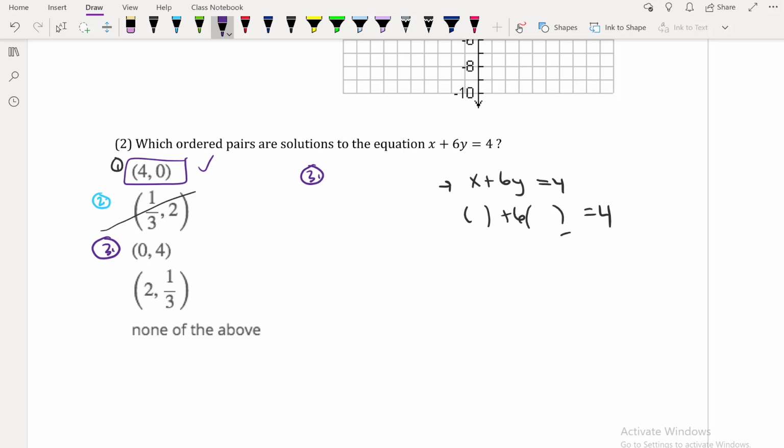So the next one that we're checking is 0, 4, which tells us that x is equal to 0 and that the y value is equal to 4. So I'm plugging in a 0 and a 4. So when I get that, I get 24 is equal to 4. So that also does not check out.